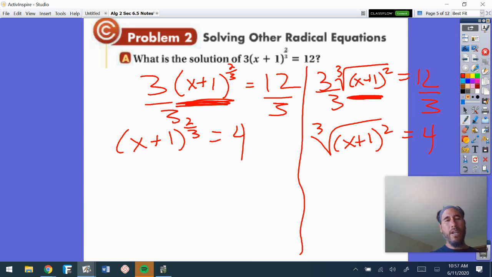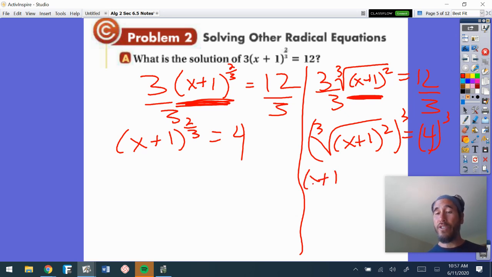All right, now here we go. I'm going to do the right-hand side because that's how we've been doing it so far. I have a 3 in the ditch. Well, if I have a 3 in the ditch, how do I get rid of that 3? Well, I raise each side to the 3rd power. So that's going to give me x plus 1.